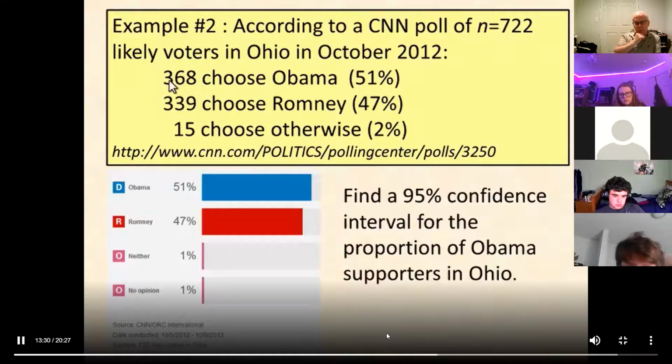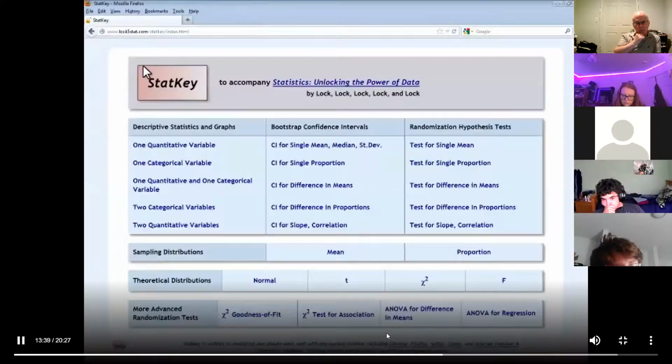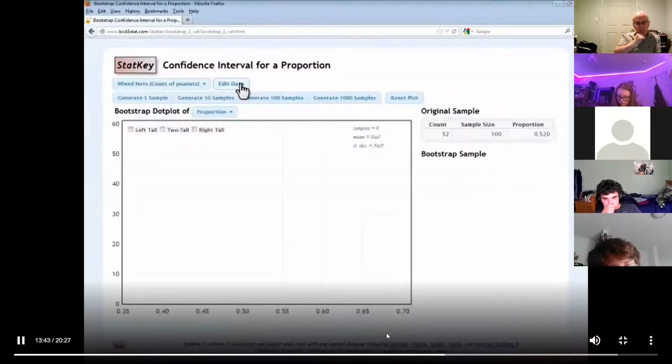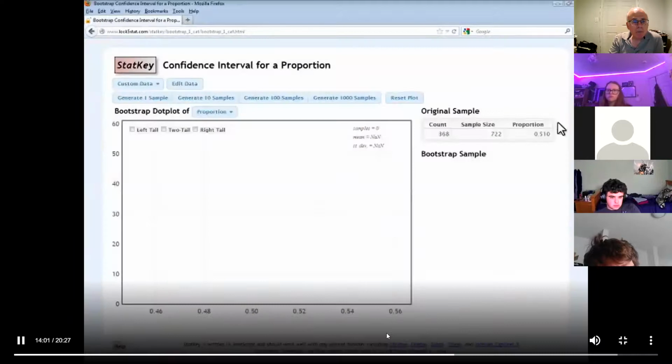In our sample, 368 chose Obama out of 722. If we go back to StatKey, now we want to go back to the main menu. Now we're doing a confidence interval for a proportion. And there's an edit data key. You can enter your own data in any of the options. It's easiest to enter for a proportion because we just need to know that it was 368 out of 722 likely voters. And there's our original sample again.